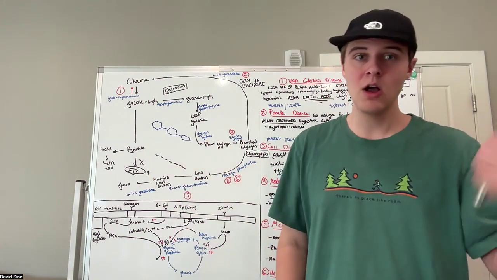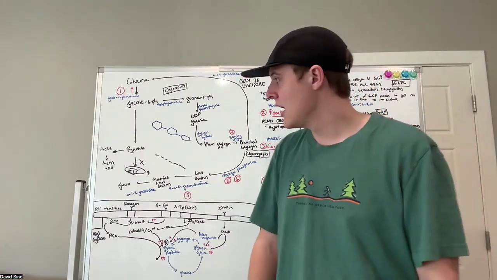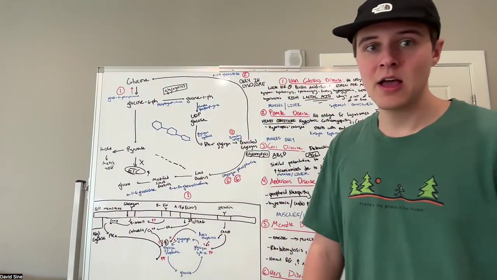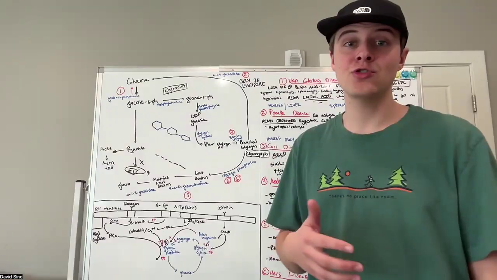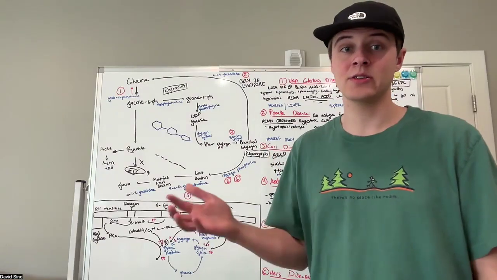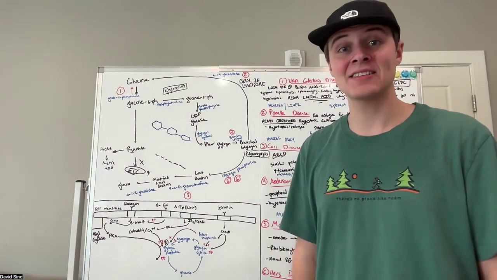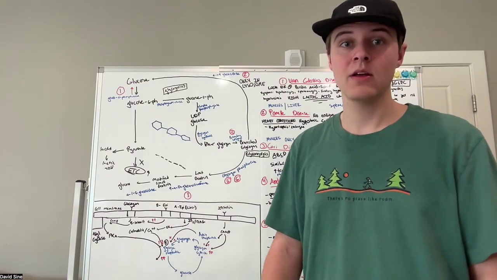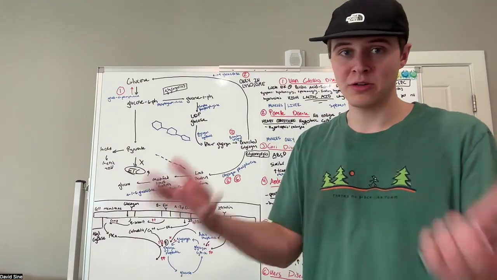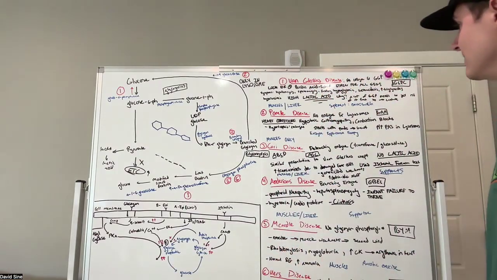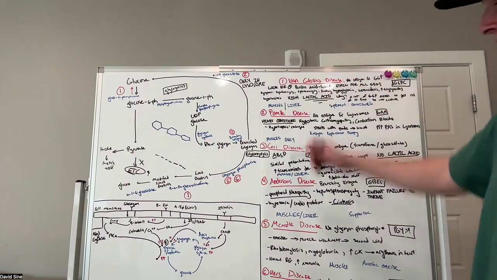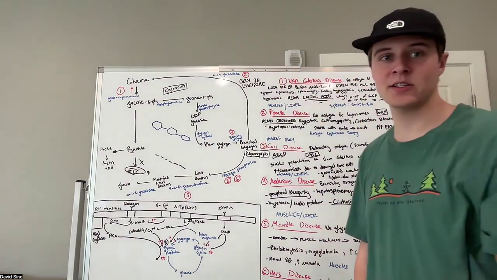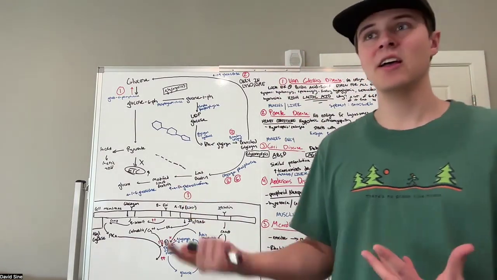So we have to go through the anaerobic process and produce lactic acid, which can send our body into metabolic acidosis, which means there's so much lactic acid in our body that our entire body becomes more acidic, which is bad. That will kill you.